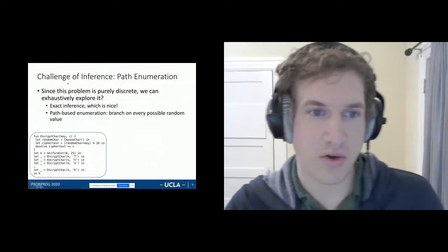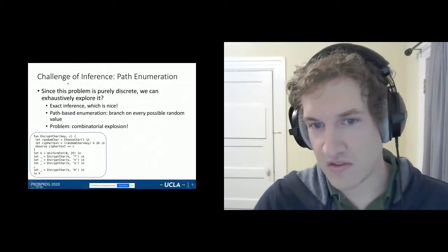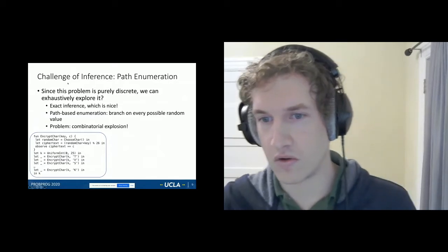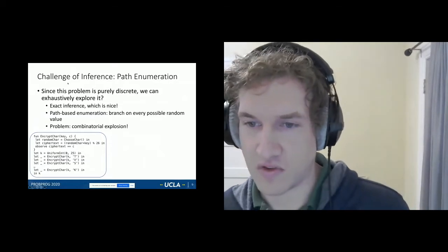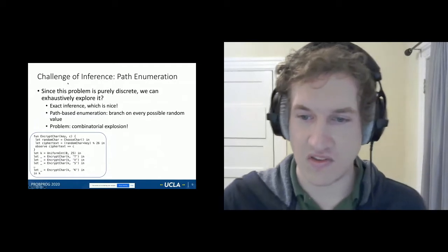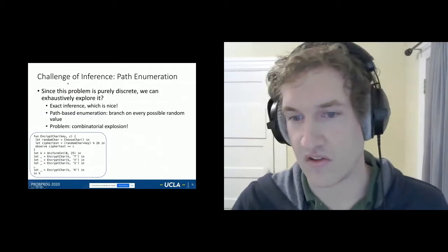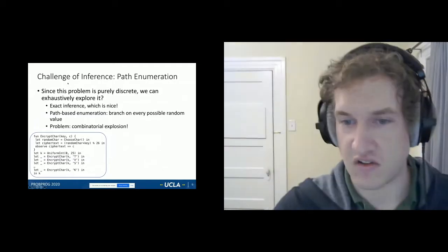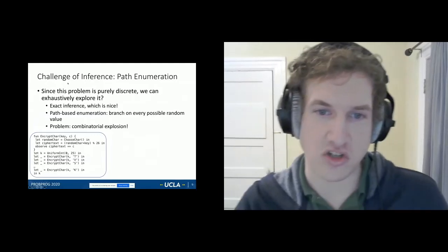So we branch on every possible random value. The problem with this, of course, is combinatorial explosion. So WebPPL has an exact inference algorithm. And if you run it on this program, translated into WebPPL, you can see that at around 15 characters, you start to run into trouble. Things start to take 100 seconds, and we're exploding exponentially very quickly here.